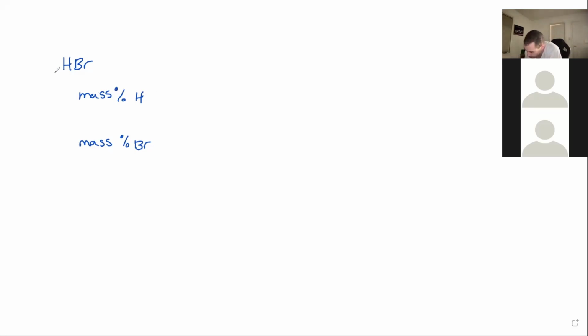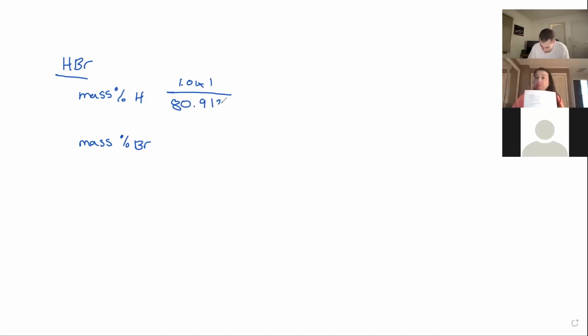Okay, so for hydrobromic acid, we want to find the mass percent for hydrogen. I'm going to take the mass of hydrogen, 1.01, and multiply it by how many I have. In this case, I just have 1. Then I need to divide it by the molar mass of hydrobromic acid. So bromine has a molar mass of 79.904. We add that to the 1.01 and we get a total mass of 80.912, something like that.